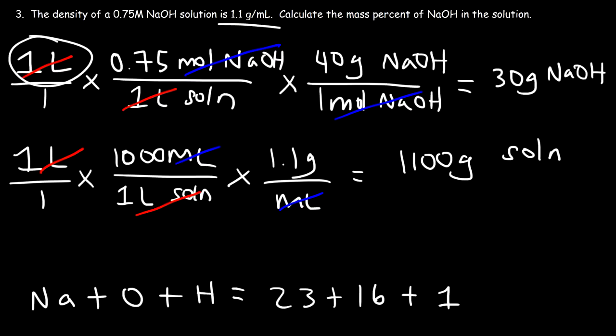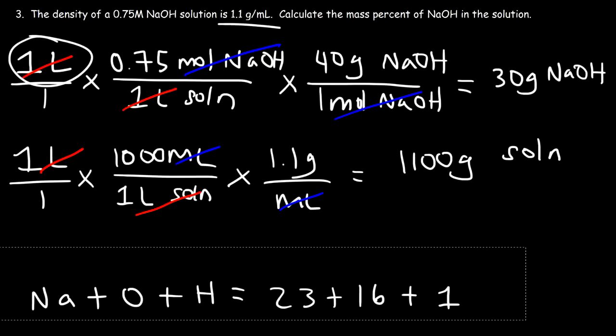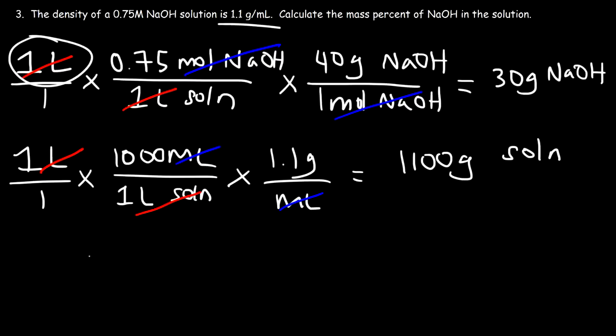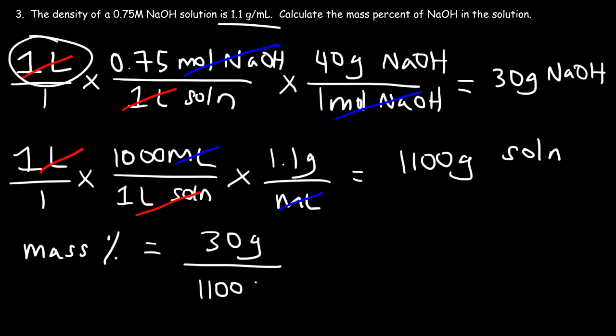So now that we have the mass of the solute and the mass of the solution, we can now find the mass percent of the solution. So it's going to be the mass of the solute, which is 30 grams, divided by the total mass, which is the same as the mass of the solution, that's 1,100 grams, multiplied by 100%. So 30 divided by 1,100 times 100. This is about 2.73%.